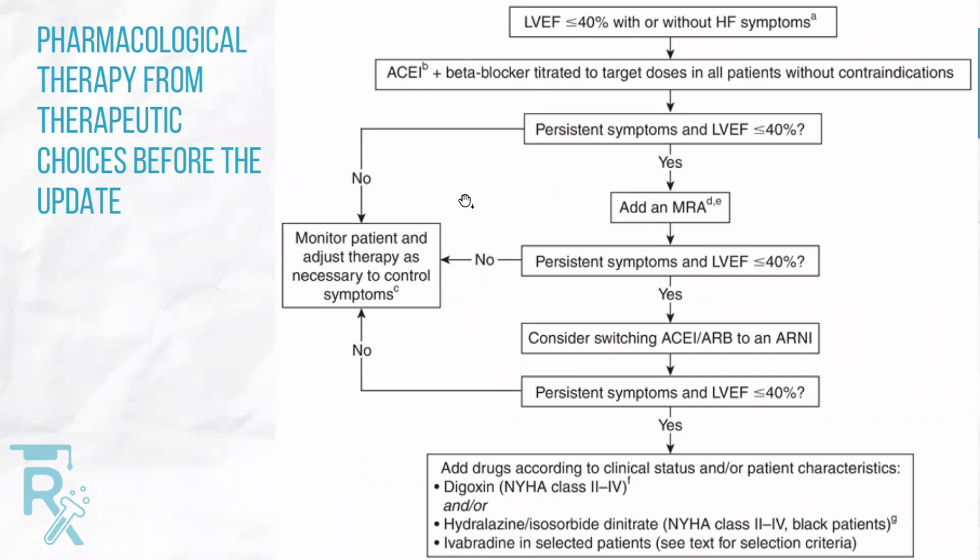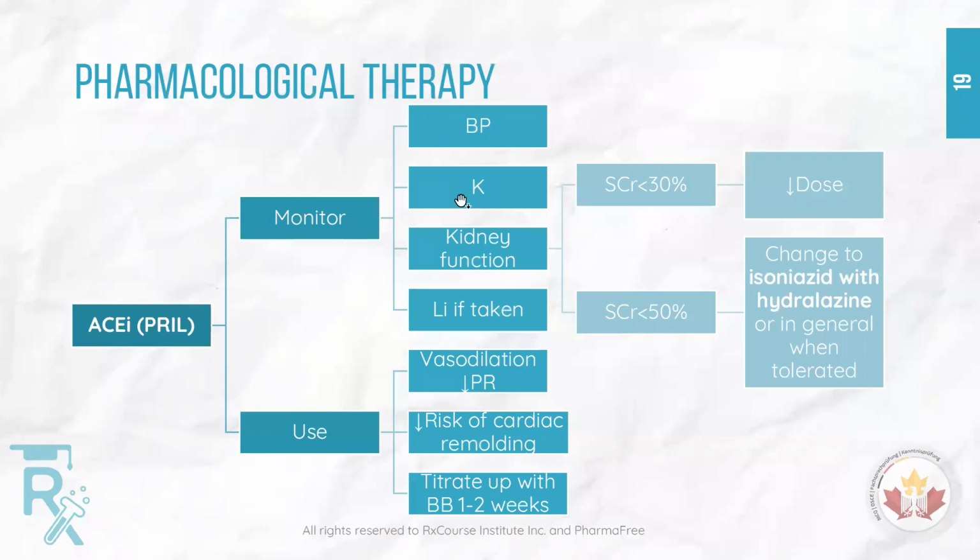So now where are we. Okay. This is about the medication itself. Regarding ACE inhibitors that end with PRIL, we need to monitor the blood pressure because it will decrease the blood pressure. It increases the potassium level, so I need to monitor the potassium. Also, I need to monitor the kidney function. And also, I need to monitor the level of lithium in my body if I'm taking an ACE inhibitor.